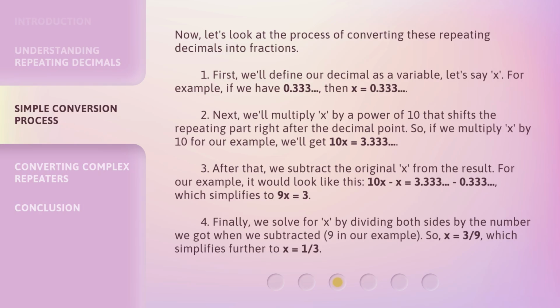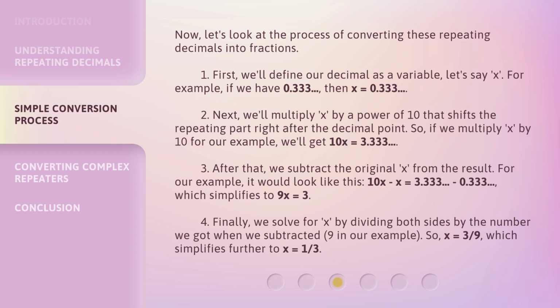Now, let's look at the process of converting these repeating decimals into fractions. 1. First, we'll define our decimal as a variable, let's say, x. For example, if we have 0.333, then x equals 0.333. 2. Next, we'll multiply x by a power of 10 that shifts the repeating part right after the decimal point. So, if we multiply x by 10 for our example, we'll get 10x equals 3.333.